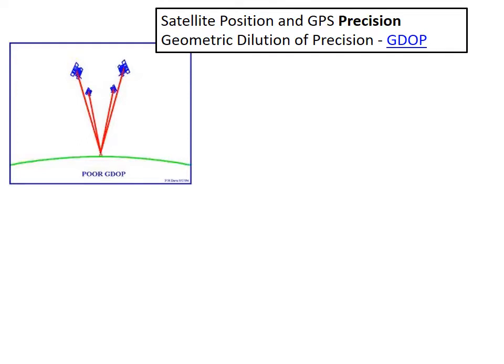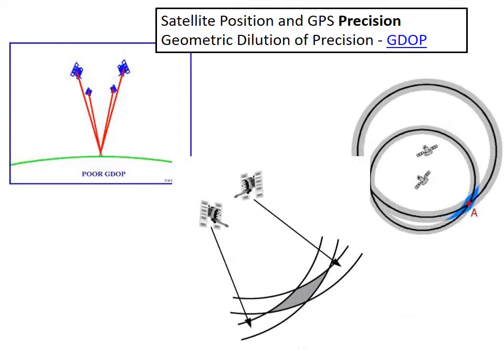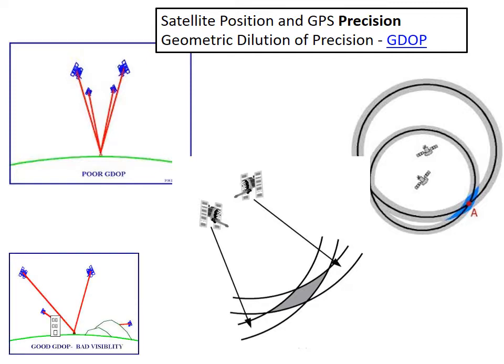If you're unlucky enough to have satellites in a poor configuration, their spheres will be intersecting at shallower angles. This will result in larger possible position areas and a dilution of your unit's precision because of the geometry of the satellite positions overhead. Geometric dilution of precision, GDOP. Getting a good GDOP is especially difficult if you can't get a clear view of the sky.